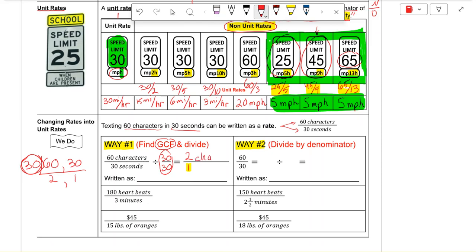So let's add some words here. 60 characters, abbreviate it to 30 seconds. Written as two, did I say 60 characters? I did. I meant 2 characters. Okay, 2 characters. We'll use the per sign. Second. 2 characters per second. So I don't have to put a 1 second there because a second is 1 second.